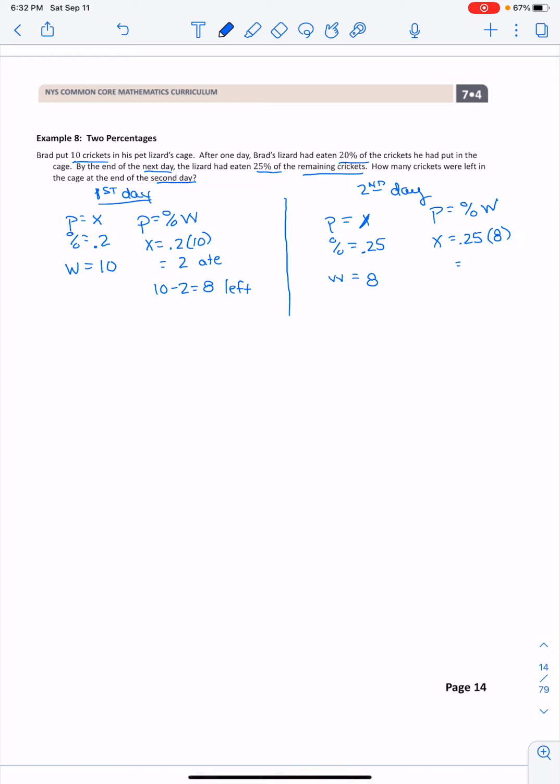So he ate another 2 of them. So again, I can't leave it at 2. That's how many he ate. So 8 minus 2, and he had 6 left after the second day. This ends our lesson for today.